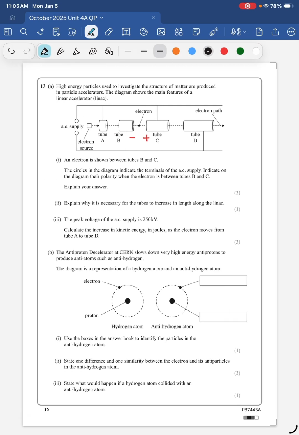Part 3. The peak voltage of the AC supply is 250 kilovolts. Calculate the increase in kinetic energy in joules as the electron moves from tube A to tube D. Okay, so pretty much you have to count how many acceleration tubes we have from between A to D. So we have 1, 2, 3 acceleration tubes between A and D, right?